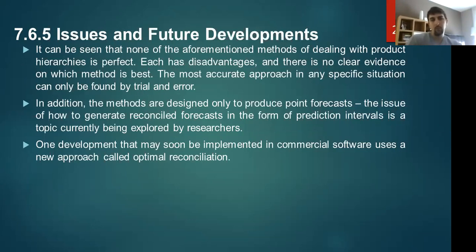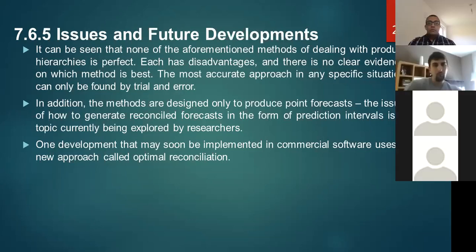Some issues and future developments: it's very hard to say what models to use in what situation regarding hierarchical forecasting. Another big problem is that at this level of development, the majority of methods only produce point forecasts, except optimal combination, which we didn't cover in this book. It was only mentioned as something that may be brought into software in the future, but optimal combination currently produces prediction intervals. If you want to implement hierarchical forecasting in, for example, inventory management, we should certainly have more research on that topic, on how to produce intervals in order to have safety stocks and other important features of inventory management.